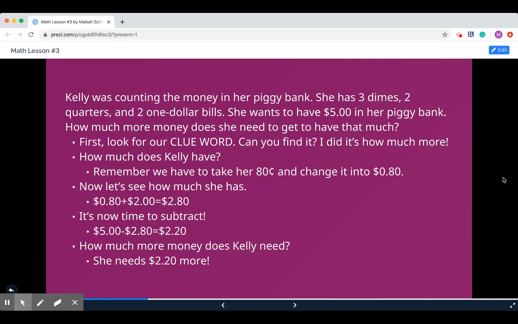It's now time for us to subtract. We're going to take that $5 that she wants to have in her piggy bank and subtract it from what she does have. So we're going to take $5 minus $2.80 equals $2.20. So how much more money does Kelly need to get to $5? Kelly needs $2.20 more.